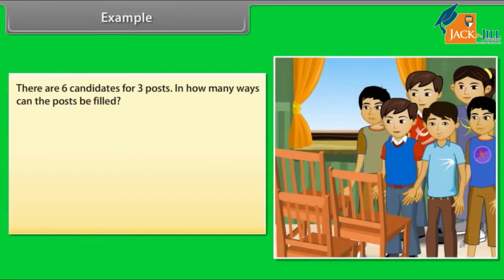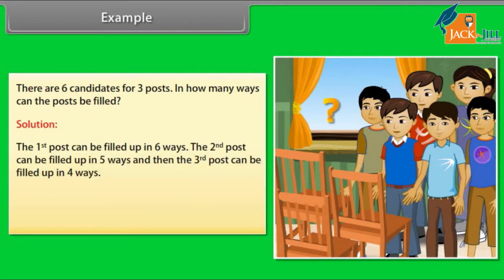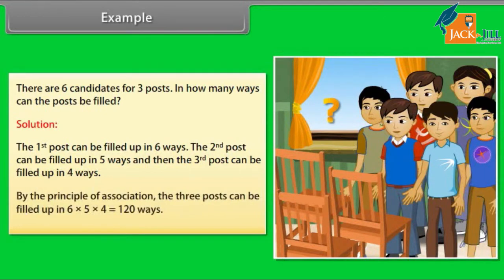Example. There are 6 candidates for 3 posts. In how many ways can the posts be filled? Solution. The first post can be filled up in 6 ways. The second post can be filled up in 5 ways. And then the third post can be filled up in 4 ways. By the fundamental principle, the 3 posts can be filled up in 6 × 5 × 4 is equal to 120 ways.